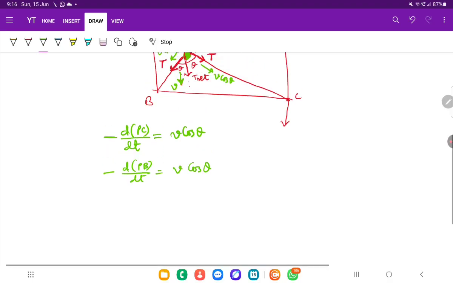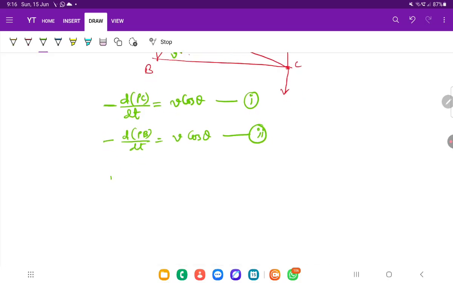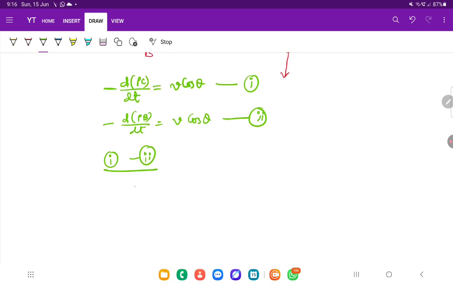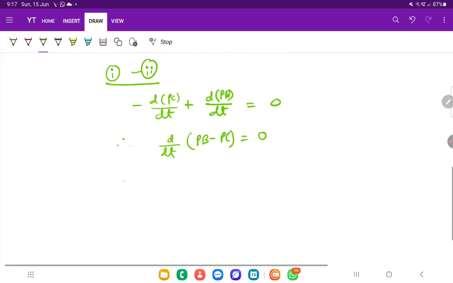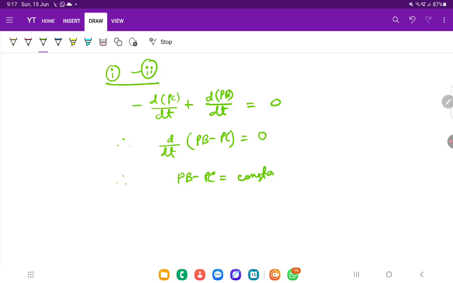Now let's name this equation as equation number 1 and this one as equation number 2. Now I'll simply subtract one equation from the other, so I'll get minus d(PC)/dt plus d(PB)/dt equals 0. From simple manipulation I can write d/dt of (PB minus PC) equals 0. So basically PB minus PC is constant throughout the motion. That's my major conclusion, because that will immensely help for the further solution. I'll tell you why.